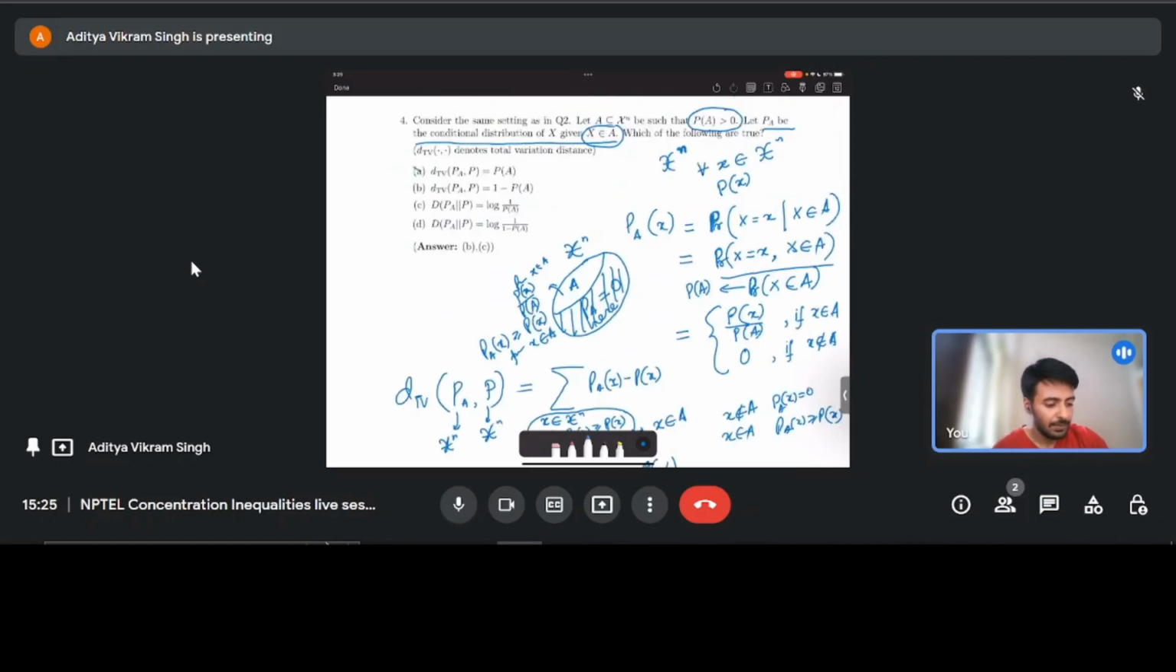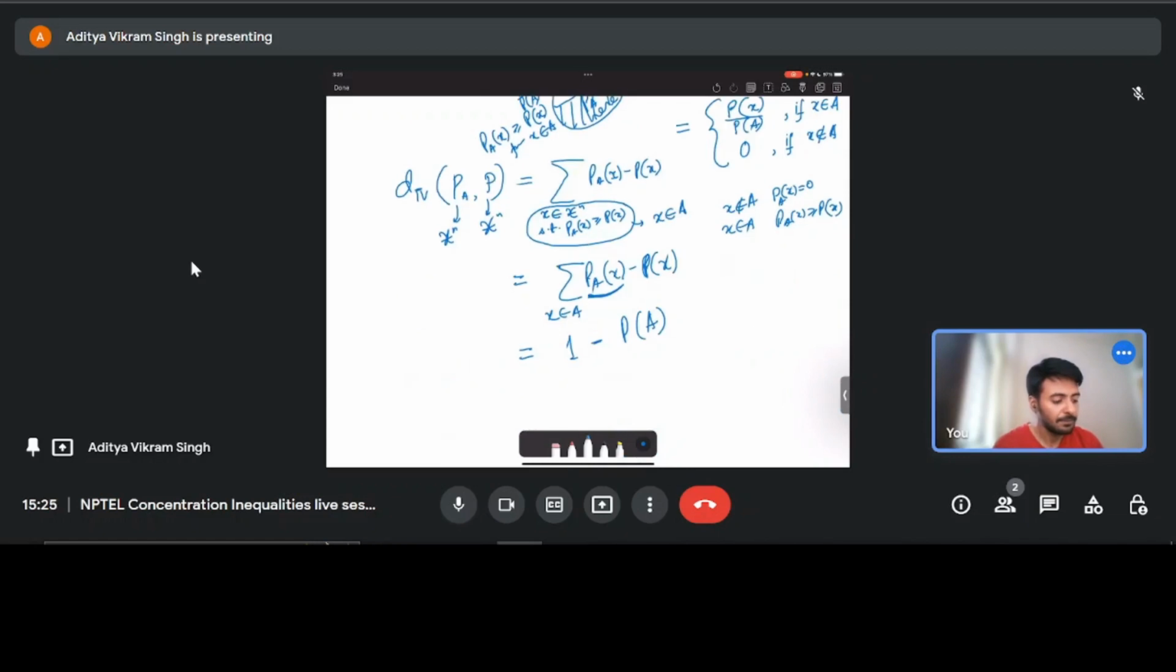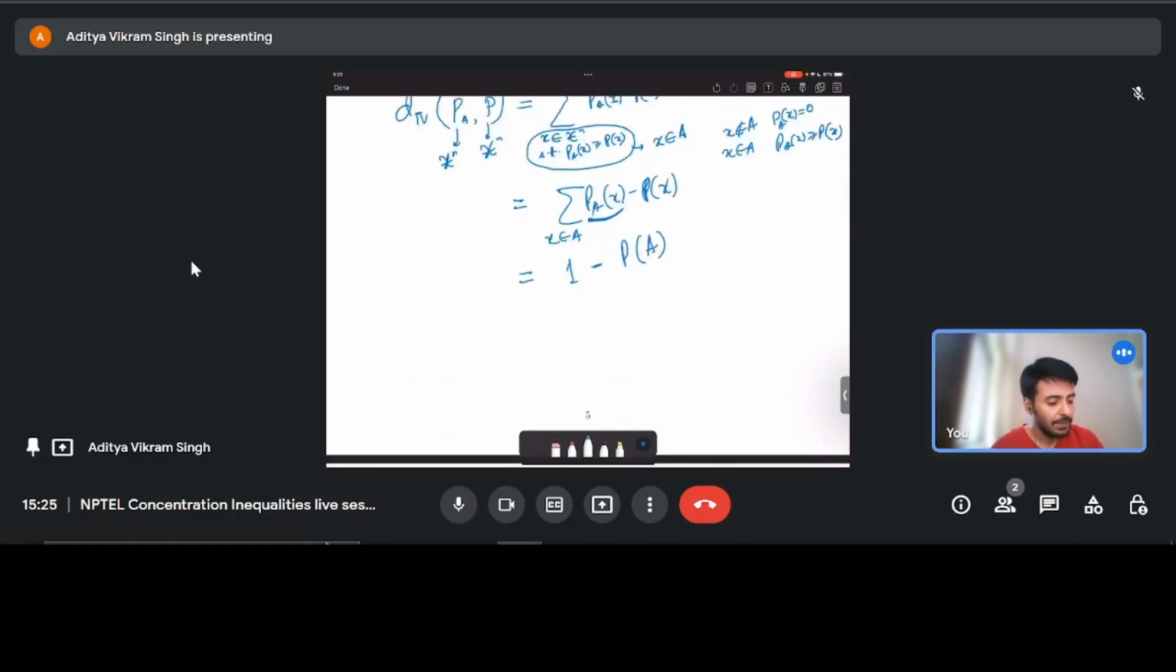Right? So A is incorrect, but P is correct. And now we want to compute the KL divergence between PA and P. So what is the condition for computing KL divergence? We want that PA should be absolutely continuous with respect to P. What this symbol means, right?